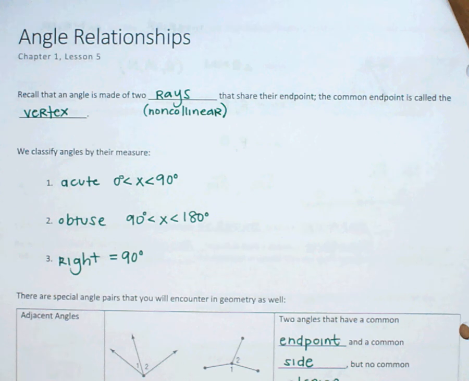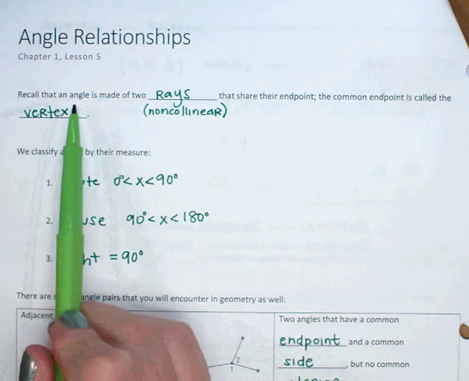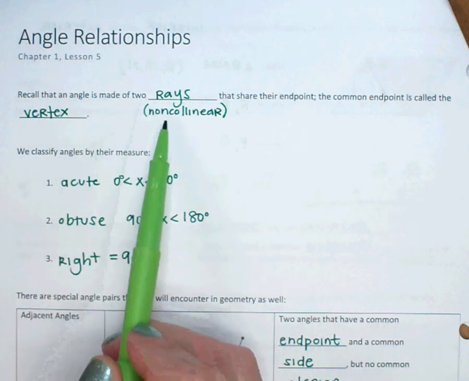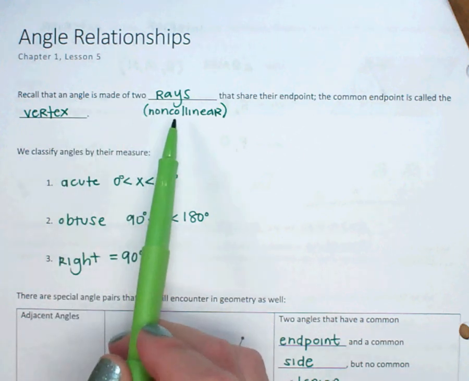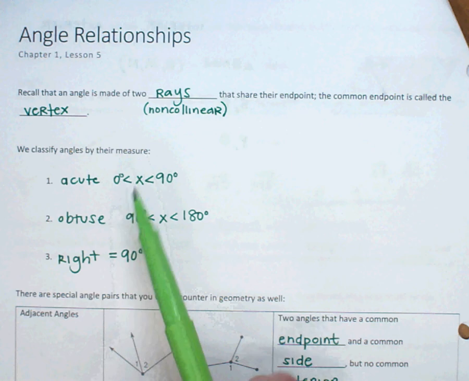Section 5 talks about angle relationships. A lot of the material on this is I'm going to revisit our vocab words, okay, and then just apply some of those definitions. There's a couple of new conjectures that we're going to talk about as well. But remember, angles are formed by two non-collinear rays that share that endpoint. That's called the vertex, okay?